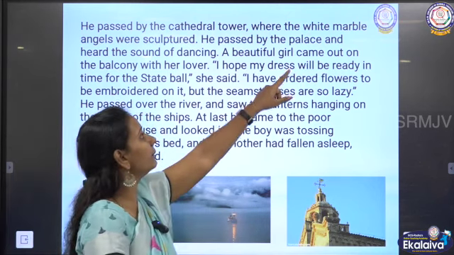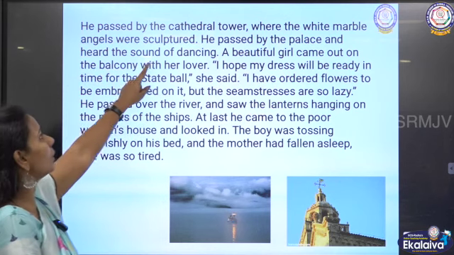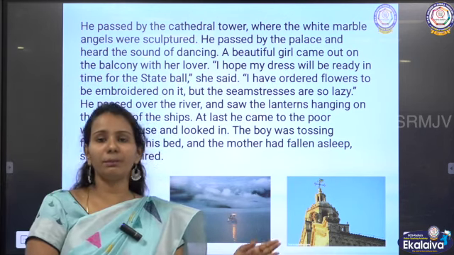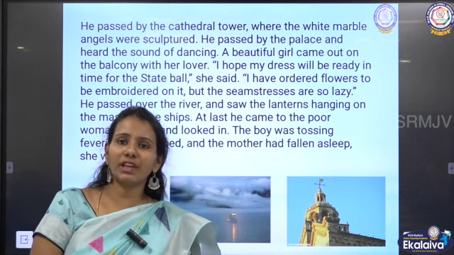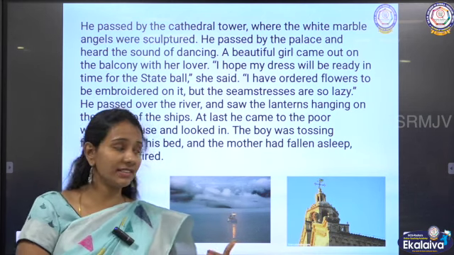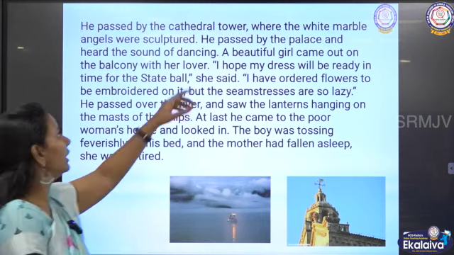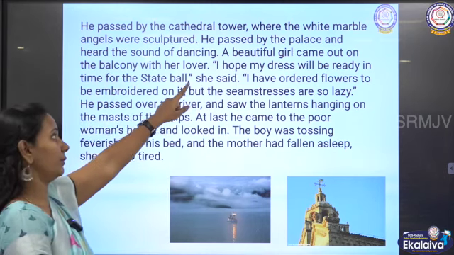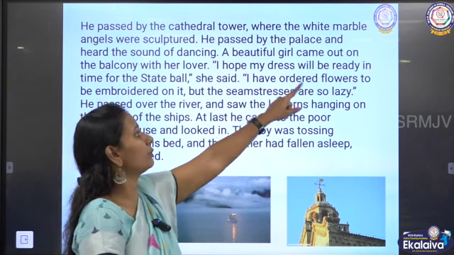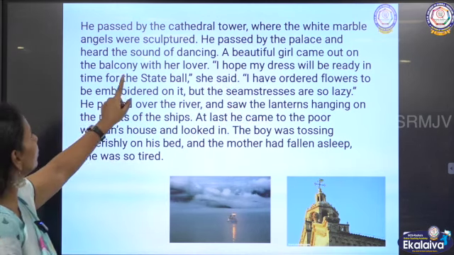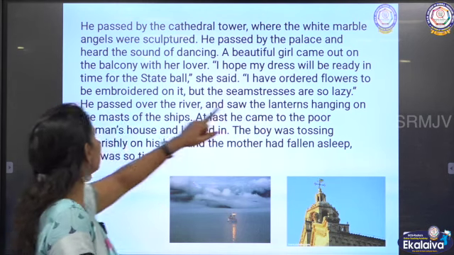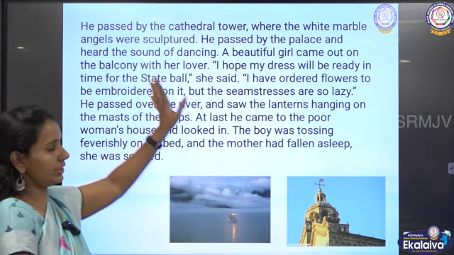He passed by the palace and heard the sound of dancing. So the next place is, he is moving over the palace and he was able to hear the song and the dancing which was going on inside. A beautiful girl came out on the balcony with her lover. "I hope my dress will be ready in time for the state ball," she said. "I have ordered flowers to be embroidered on it."